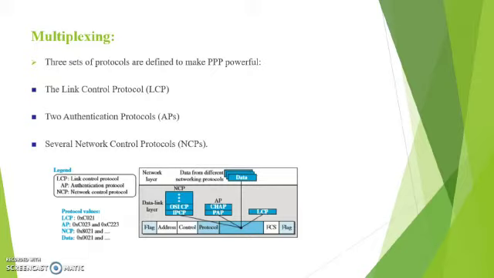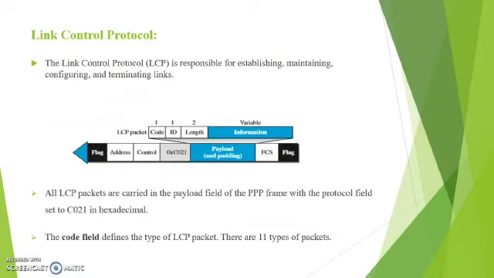Next topic is the multiplexing. Here we have three sets of protocols: the link control protocol, two authentication protocols, and several network control protocols. From the figure, we can identify that these three protocols are used only to handle the payload bits of the frame. The remaining fields, flag, address, control, protocol, FCS, and flag, remain unchanged. Only these protocols will manage or handle the payload bytes of the frame.